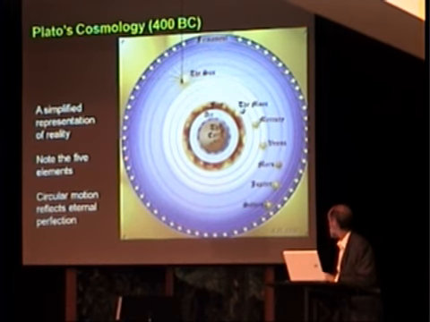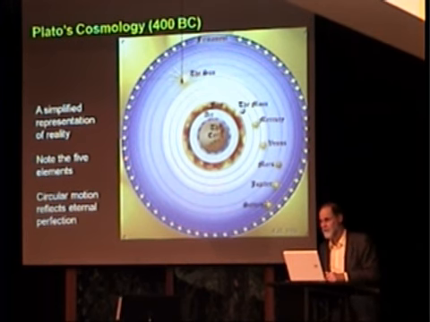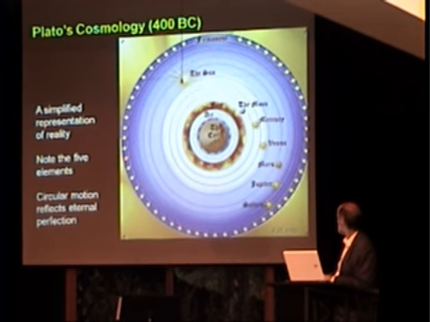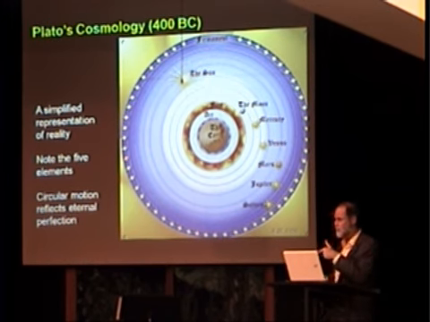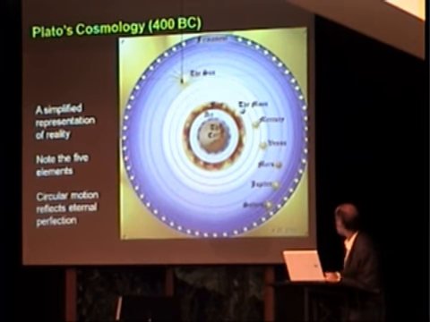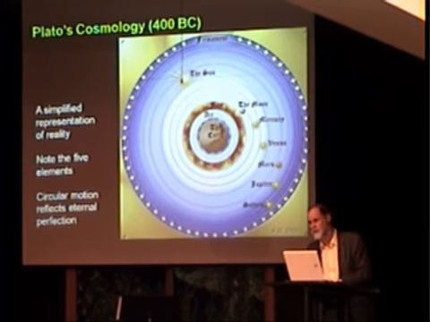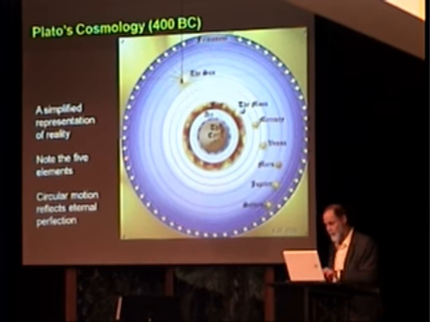And a key feature here is that we have circular motions in the heavens. So Plato thought that in the heavens everything is perfect. So circular motion represents perfection, because you always come back to the starting point and repeat. Whereas on the Earth, things are corrupt, and there the motion is up and down rather than circular.